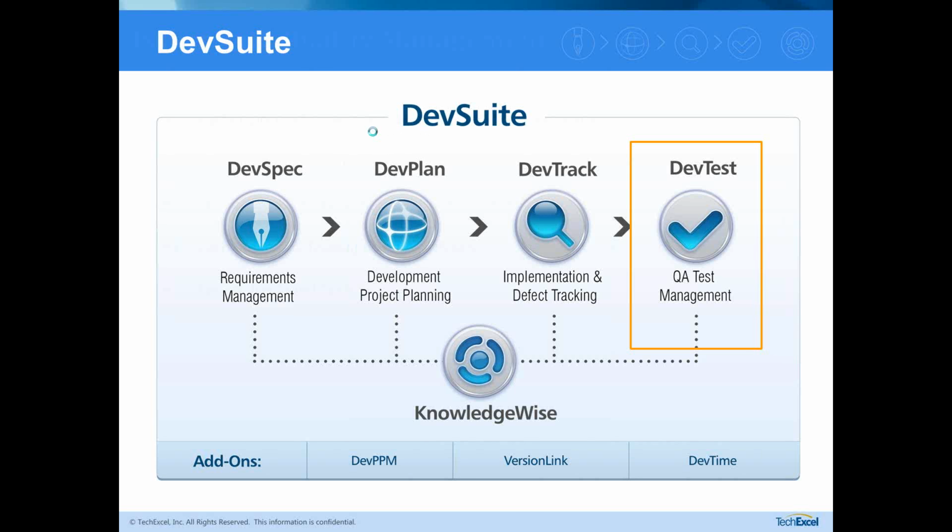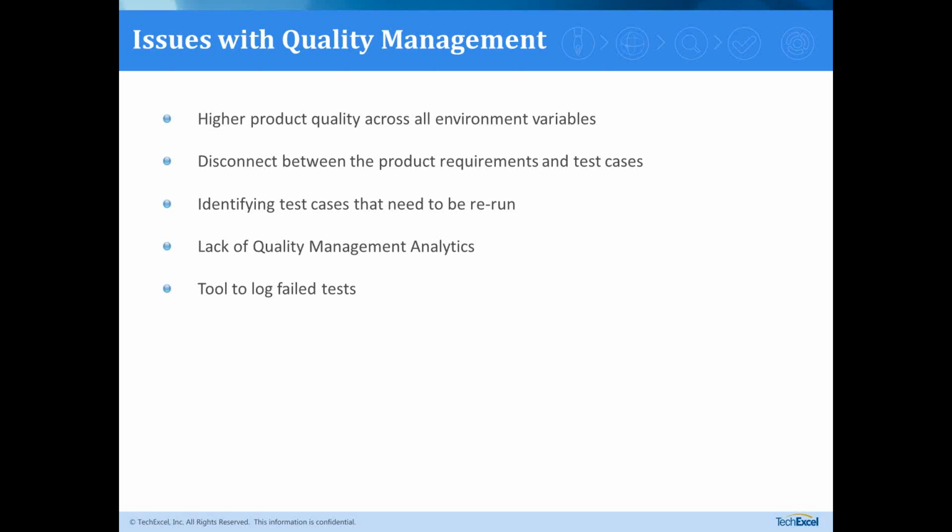In terms of quality management, there's a lot of challenges that organizations face when implementing a quality management process. A lot of times, organizations may need to test across multiple environments, which can be challenging. There may be a disconnect between product requirements and the tests that are being run, so it's difficult to know whether or not you're testing all the requirements, or perhaps you might be testing requirements that are not even part of the finished product. It can also be challenging to identify which test cases need to be rerun. You often might default to just rerunning everything.